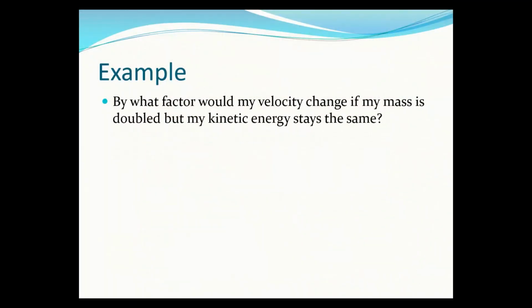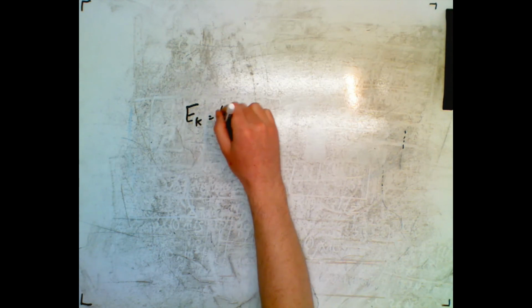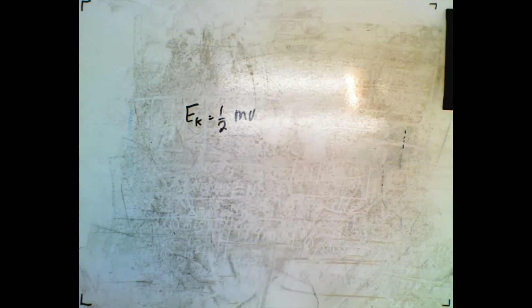So by what factor would my velocity change if my mass is doubled and my kinetic energy stays the same? So pause the video, try this one, see if you can figure it out. So EK equals 1/2 mv squared. Yeah, I can not leave the spaces in between.